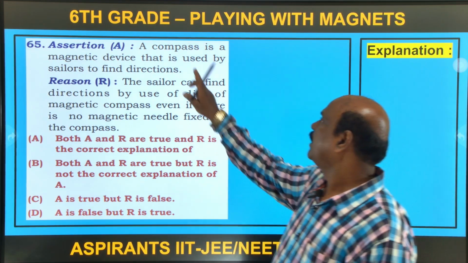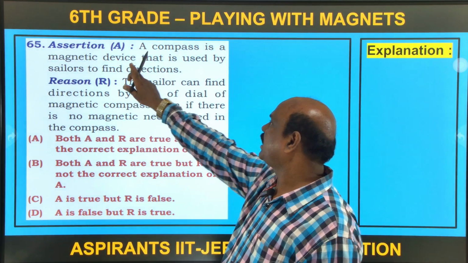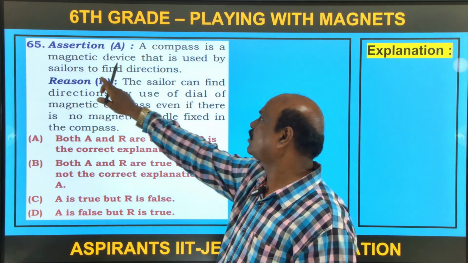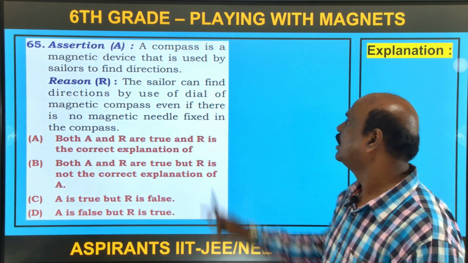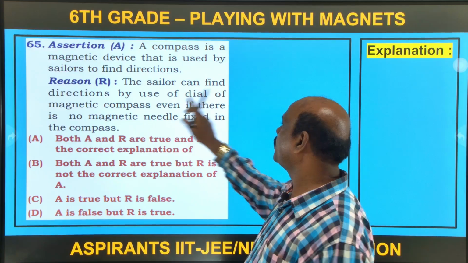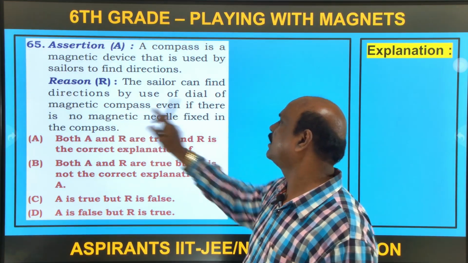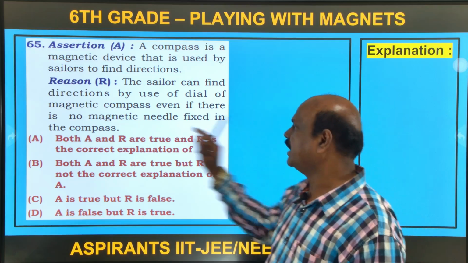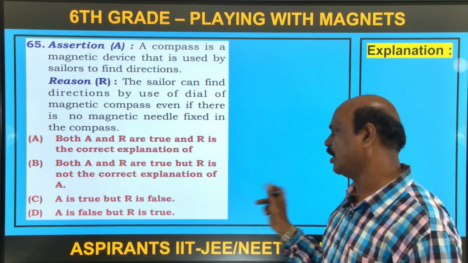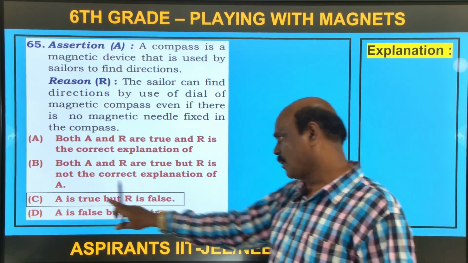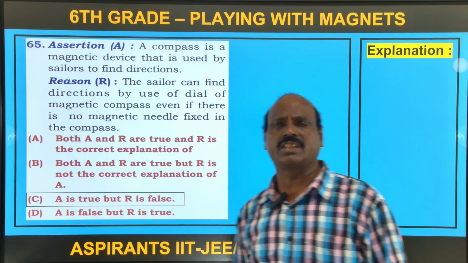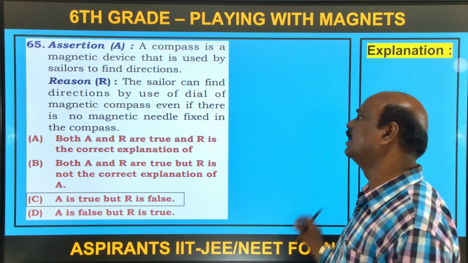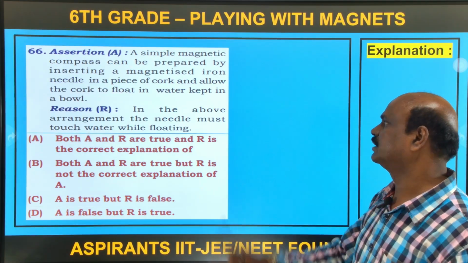Next, a compass is a magnetic device that is used by sailors to find the direction. It is true. The sailors can find the directions by using the dial of a magnetic compass even if there is no magnetic needle fixed in it. If they don't have a magnetic needle, they cannot use it. Hence, option A is true, but R is false. Means assertion is true, but the reason is false.